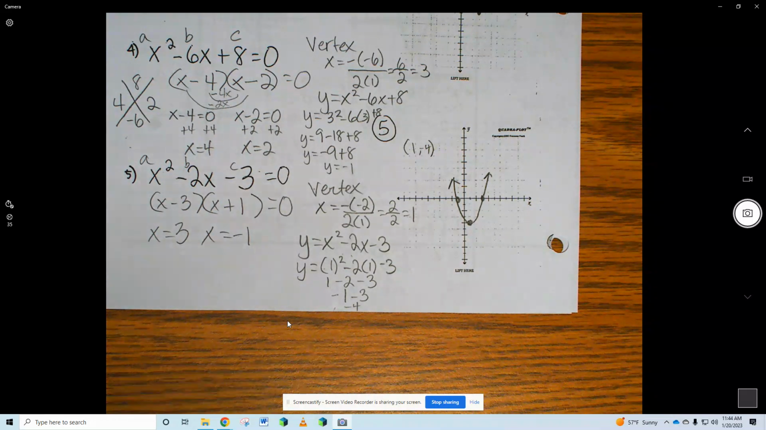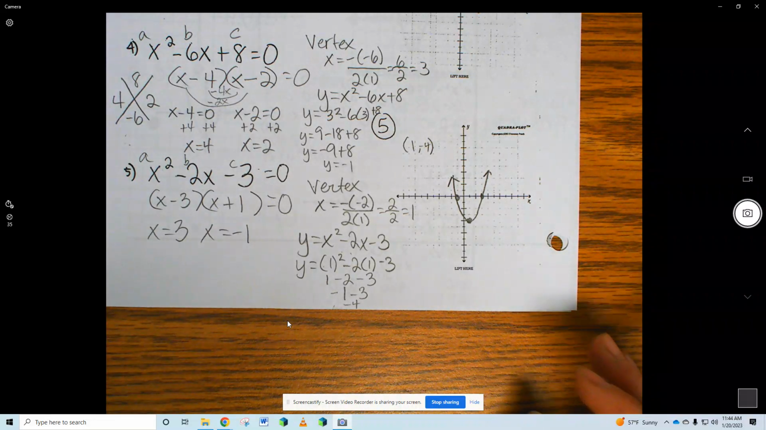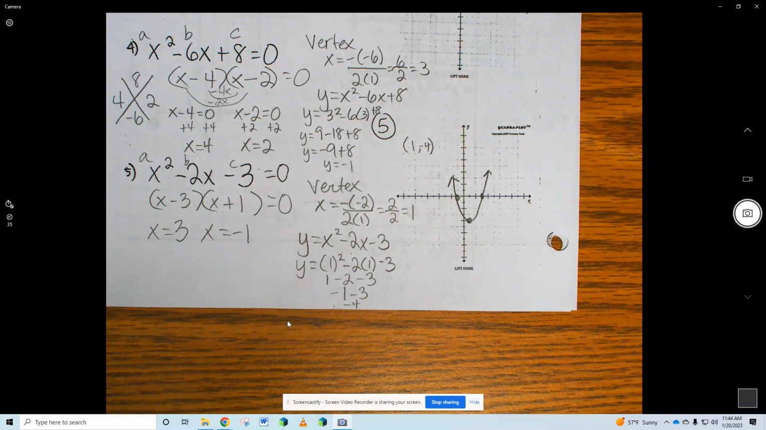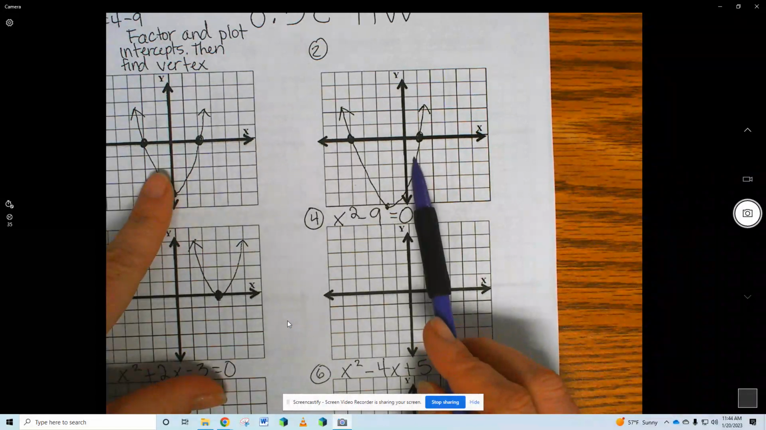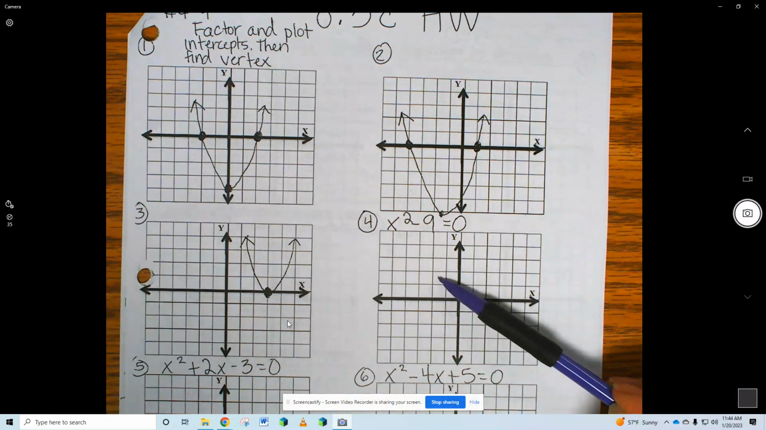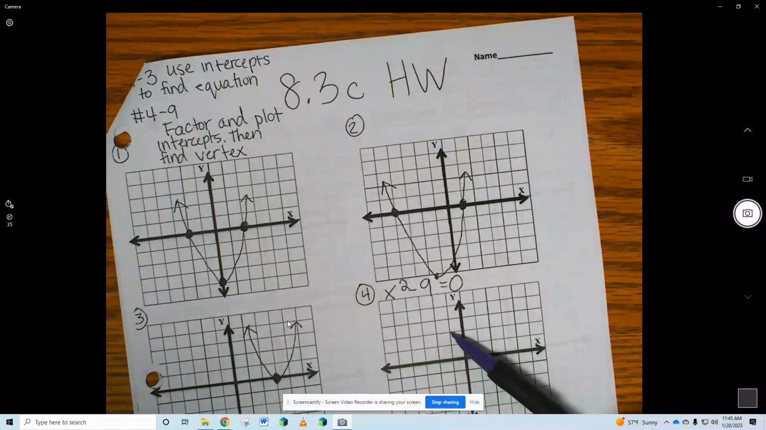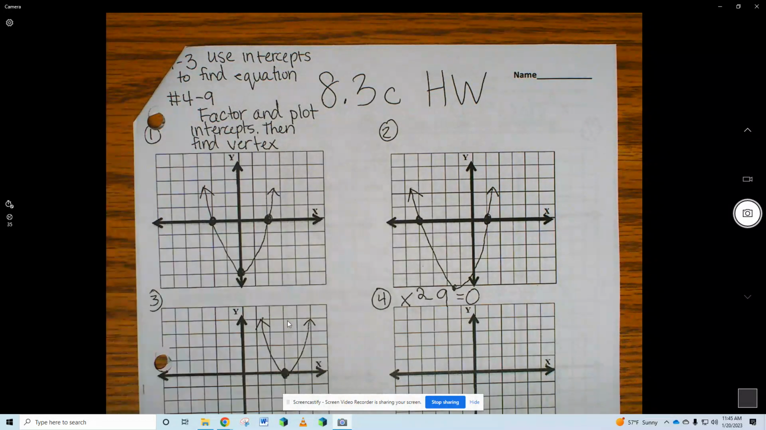All right. So your homework paper, turn 1, 2, and 3. Your job is to, just like the beginning of the notes, write down the x-intercepts, then the parentheses, and then FOIL it to get my quadratic. Starting on number 4, you're doing factoring, and then plot the intercepts, and then find the vertex. The directions are at the top of the paper. Just like notes.